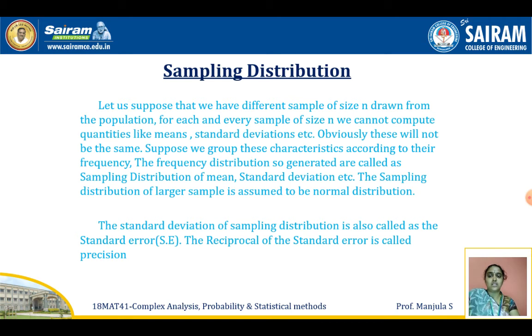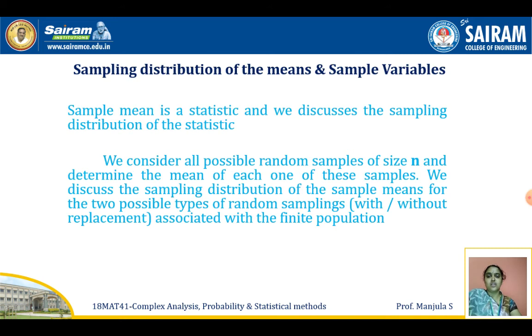The sampling distribution of a larger sample is assumed to be a normal distribution. The standard deviation of the sampling distribution is also called the standard error. The reciprocal of the standard error is called precision. These are just definitions that you people have to remember.